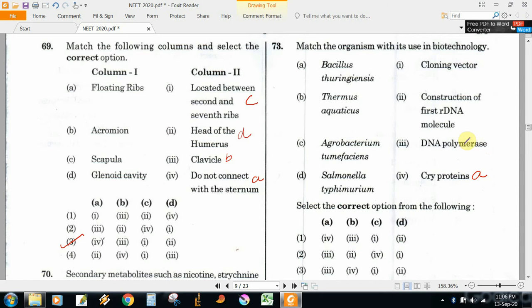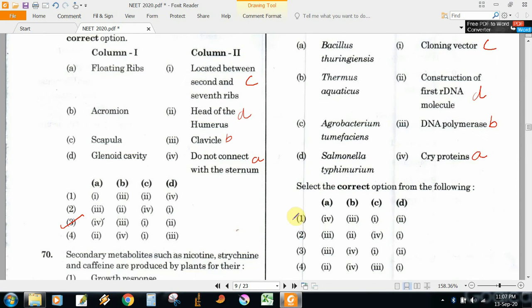DNA polymerase, that is Taq polymerase, that is Thermus aquaticus. B, construction of first rDNA molecule is D, that is Salmonella. And next is Agrobacterium, which is mainly used as a cloning vector, C. So based upon this, you can see that the right option for this is the first one.